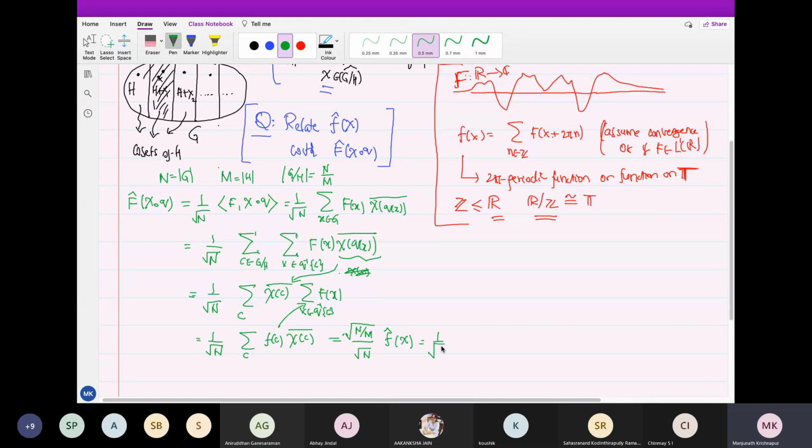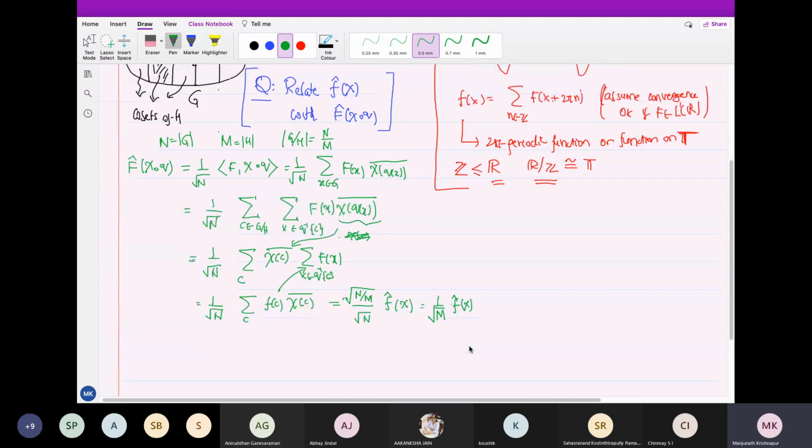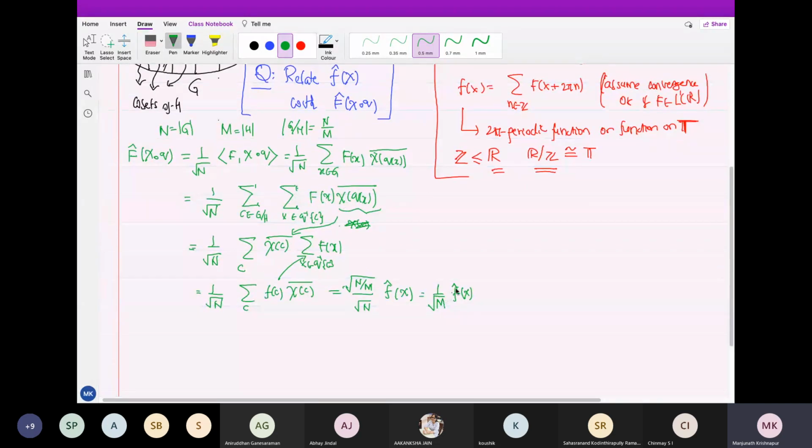Thank you for this correction. Otherwise, this mistake would propagate further. 1 by square root m, small f hat of, okay. So this is what we have. Any questions so far?